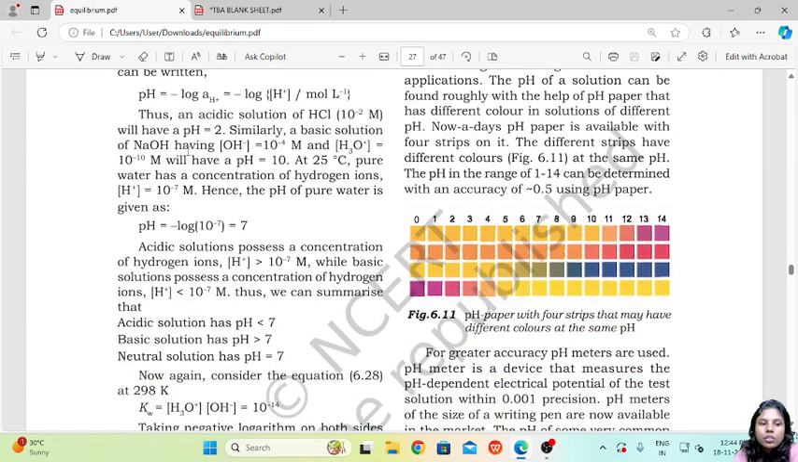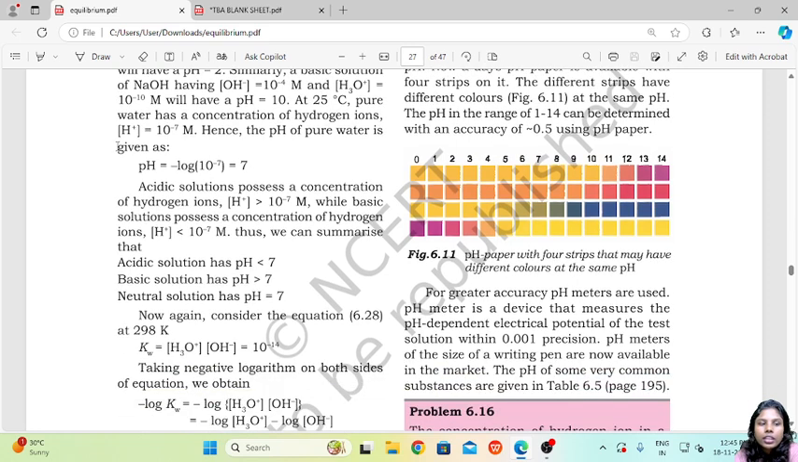Similarly, a basic solution having OH minus as 10 raised to minus 4 and H3O plus equals 10 raised to minus 10 will have a pH of 10. So here also again we are not looking at the concentration of base, we are only looking at the concentration of the hydronium ion. That is what we are looking at. pH is the negative logarithm of the hydronium ion, that is the H plus concentration. So whatever the power is raised here, it will be in its positive terms.